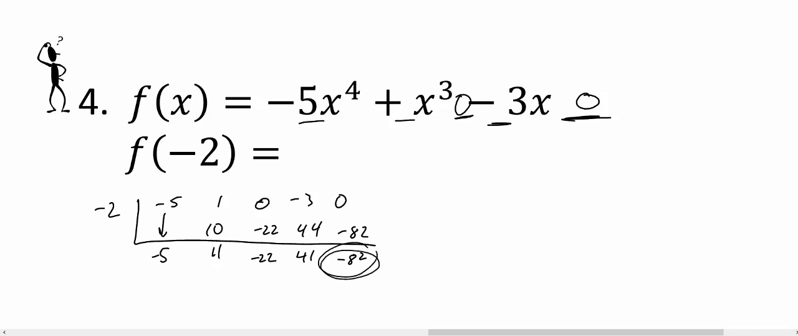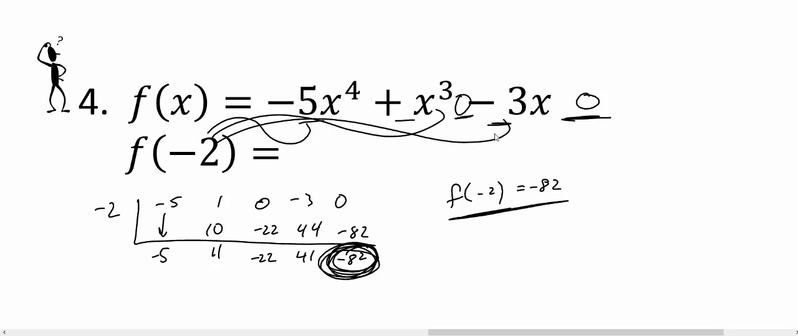So -82, hopefully I did the math right, f of -2 equals -82. Let's see, 10, 11, -22, -22, it's 44, 41, -82. Okay, yeah, sounds good. So -82 is your answer. If I would have plugged this into a calculator for all of my x's, then I would have gotten -82. I think that was quicker because it actually took me less time to do it that way than it did to plug all that into a calculator.